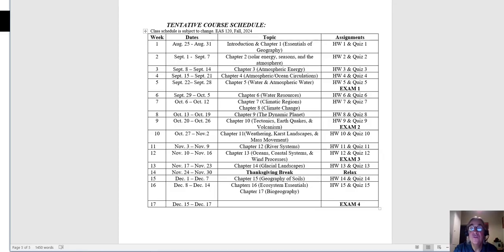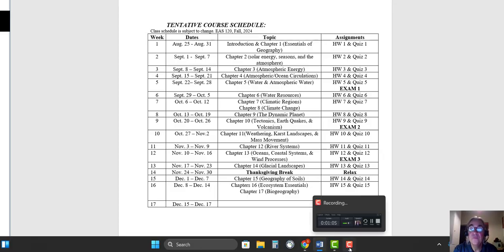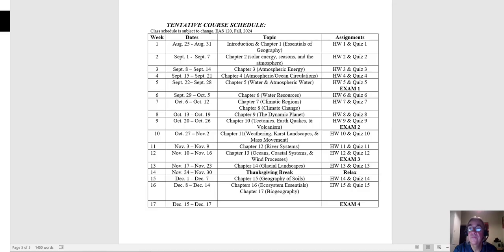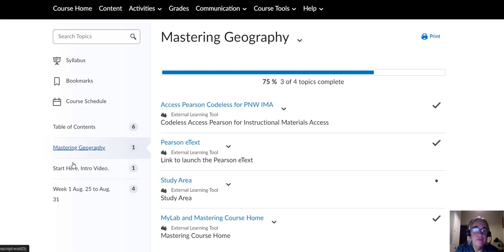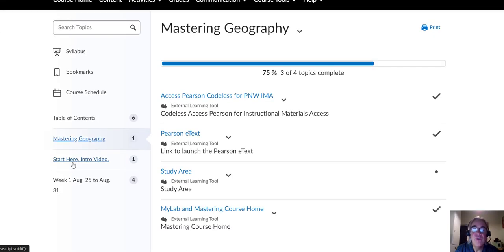Okay, let's go back to Brightspace then. Okay, so when you click Mastering Geography here, this is what pops up. So Mastering Geography is where you'll be able to access the e-text. There's something called the study area, which has additional quizzes, things like that. We'll take a look at that in just a minute.